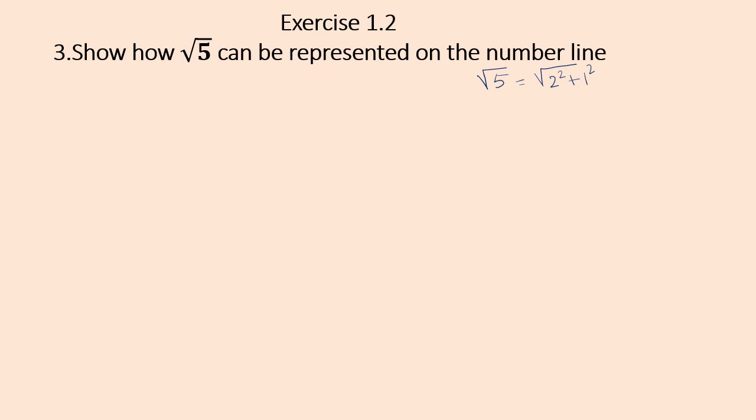Now, by using Pythagoras theorem, you are going to construct a triangle whose base is of 2 unit and height is of 1 unit. And then the hypotenuse will be of root 5 unit. So first step is, for the construction, you have to draw a line x, x dash and mark the points 0, 1, 2, 3, etc.